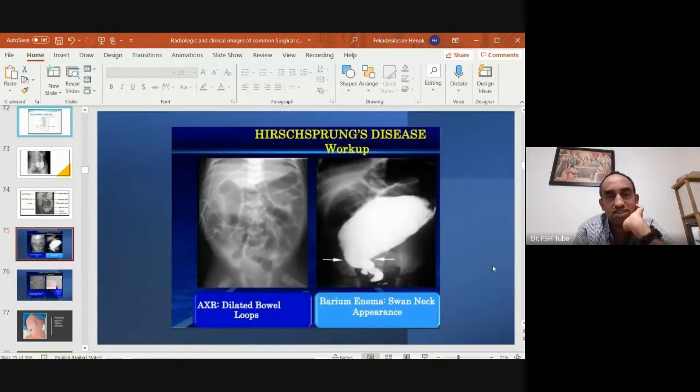What is the diagnosis? Hirschsprung's disease, dilated bowel loops with barium enema, right? So the proximal part is significantly dilated, and the distal part where the plexus is missing, you see narrowing or a transition point. It's proximal dilatation, distal narrowing, and that transition point. And you can see on plain X-ray usually dilated bowel loops.